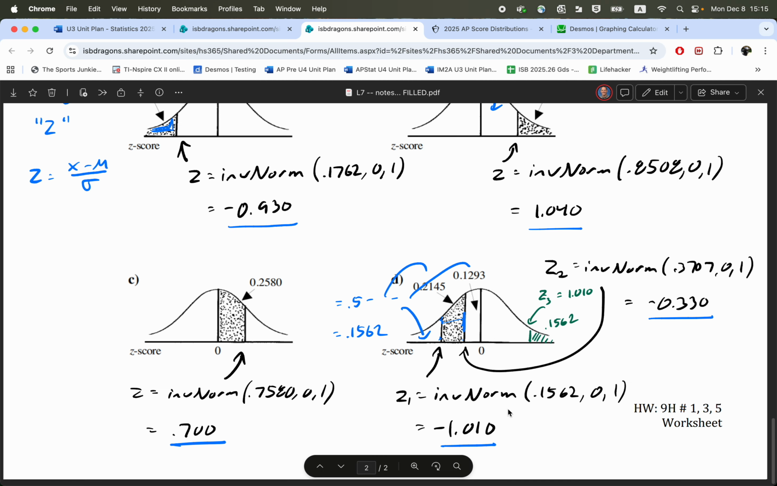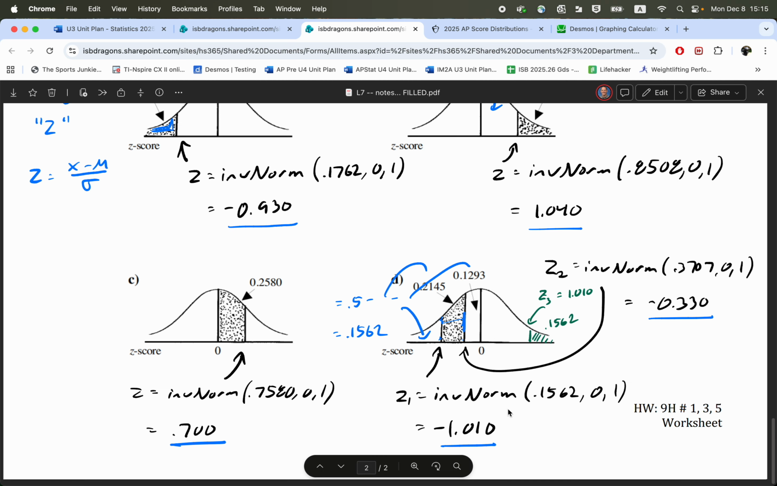Okay, so this area here, 0.1562, that's what I input. You can see in the picture, that's this area here, okay? And the z value, the value right here that produces that area to the left, is negative 0.1010, okay? So now I want to find the area between that and some unknown value.